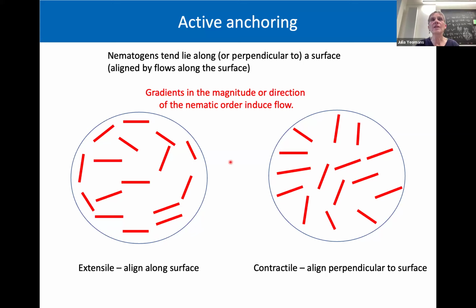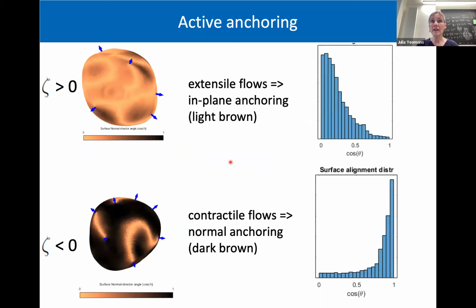Just to show you the results of simulations, just to show this is really quite a strong effect. This is actually in 3D, ordering at the surface in an extensile system, where the light brown shows in-plane anchoring. This is in a contractile system, where the dark brown shows normal anchoring. And if I plot the angle between the normal to the surface and the director field, you can see it really does want to be tangential in an extensile system, and it really wants to be normal in a contractile system.